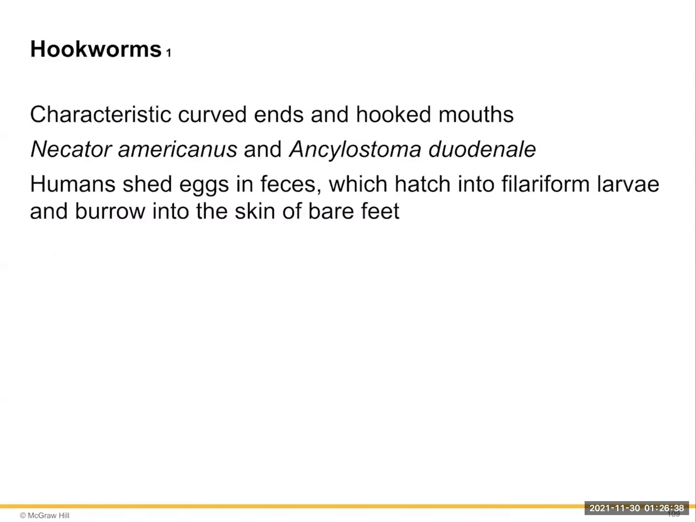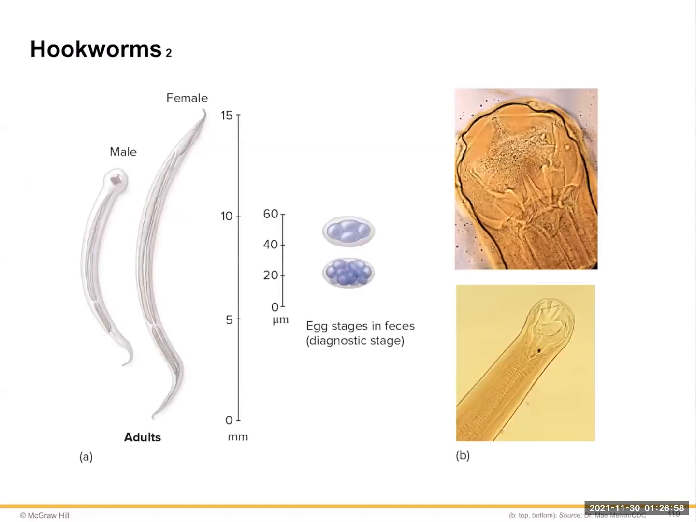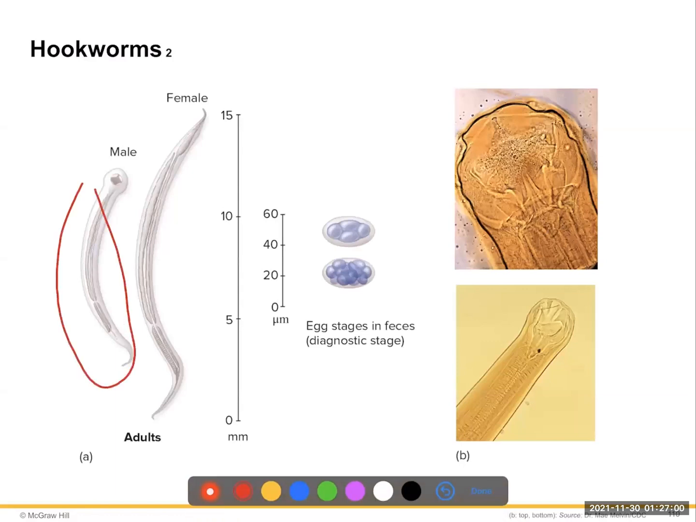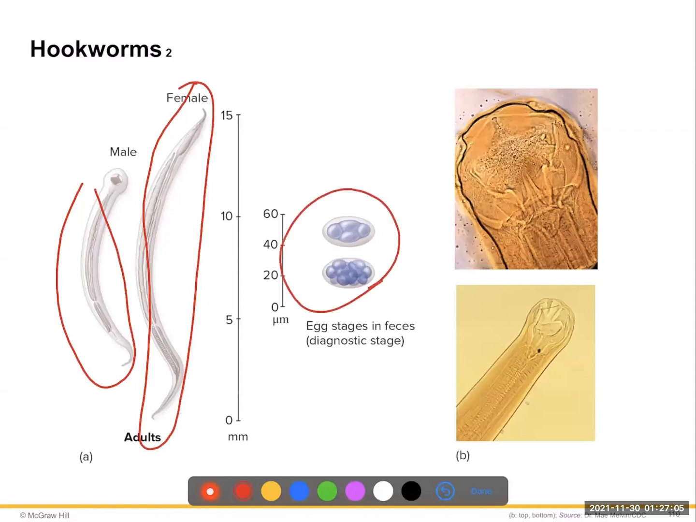Hookworms have characteristic curved ends and hooked mouths. Okay. Humans shed the eggs in their feces, which hatch into filariform larvae and burrow into the skin of bare feet. So with this one, the eggs go in the feces, and then you step on it. The larvae can burrow through the skin of your bare feet from the environment. So these are hookworms. These are the male and the female, which is longer. This is the egg stage in the feces. And you can see the ends of these little hookworms. They're like suction cups on the ends.